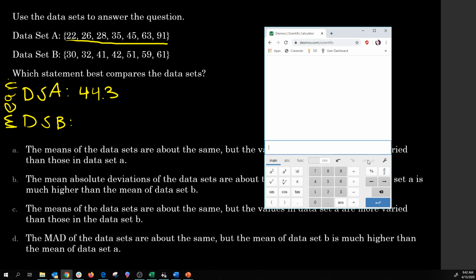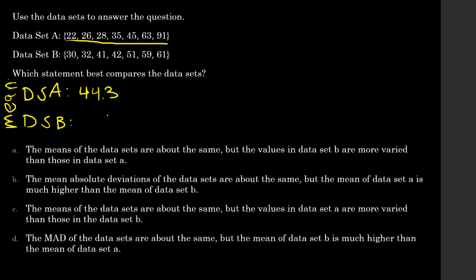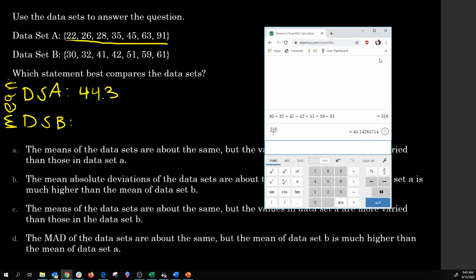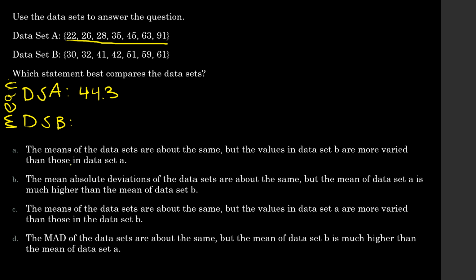Bring back my calculator. So 30 plus 32 plus 41 plus 42 plus 51 plus 59 plus 61. So I have 316 divided by 7, right, because that is how many numbers we are adding together, which means that my average for this is going to be 45.1. Okay, so these averages are pretty close together, right? They're less than 1 apart.